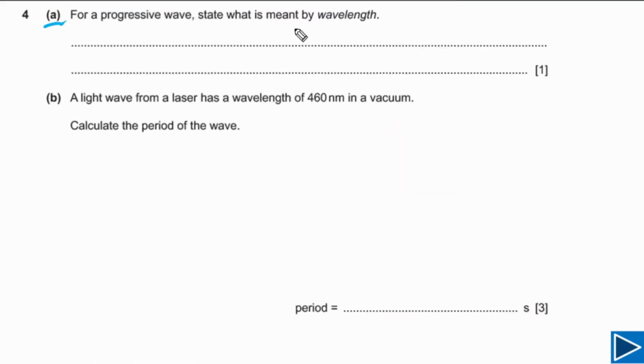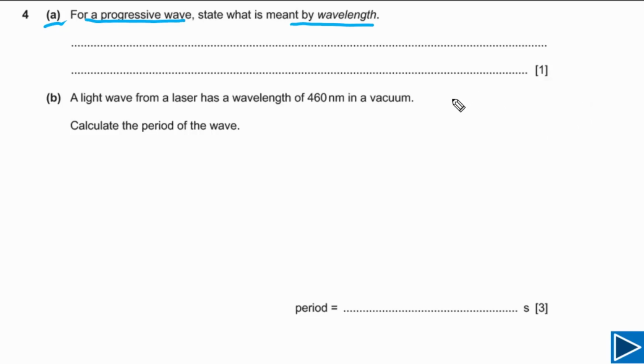For part A, we need to state what is meant by wavelength for a progressive wave. First of all, let's try to understand what a progressive wave is. A progressive wave is also called a traveling wave because these waves transfer energy in the direction of the wave. That's the reason we call them progressive waves. Examples of progressive waves are transverse waves and longitudinal waves.